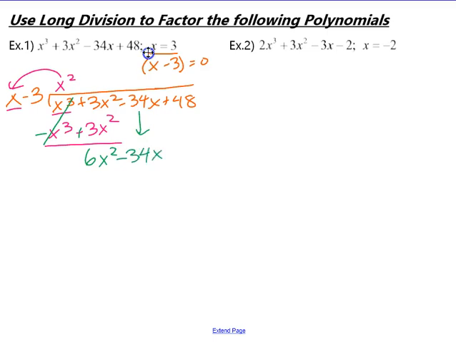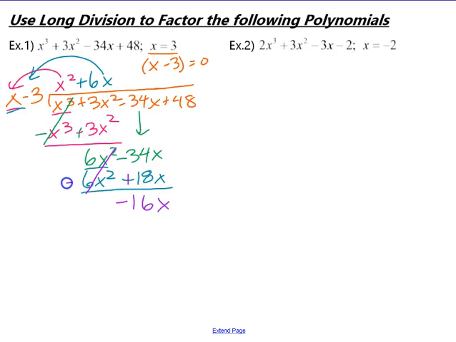And then let's go ahead and divide. 6x squared divided by x is a positive 6x. And then we'll multiply 6x squared minus 18x. So let's go ahead and subtract. So we change our signs. This cancels out, and we have negative 16x. Then bring down your next term, plus 48.